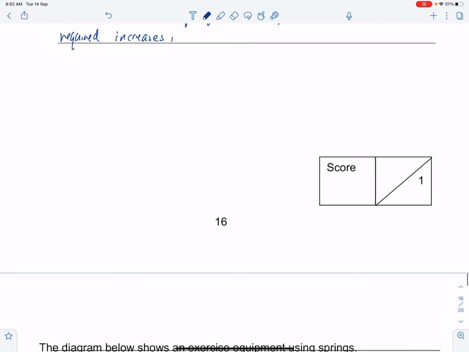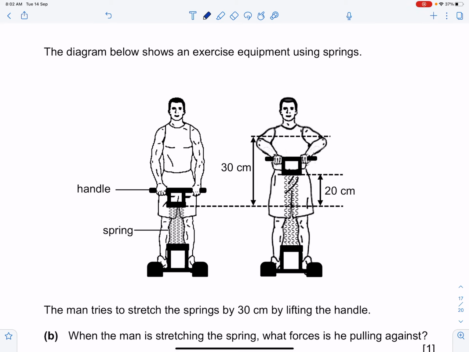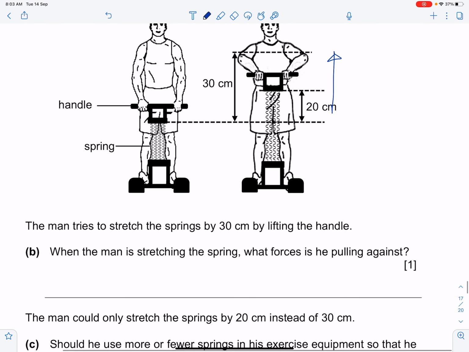Moving on. Now, this one you need to understand. The diagram below shows an exercise equipment using springs. The man tries to stretch the springs by 30 cm by lifting the handle. So he is exerting a force upwards, stretching the spring upwards. Now, when the man is stretching the spring, what forces is he pulling against? This question is already very kind to you in the sense that they hinted it's more than one force. However, I have many students writing only one force. So what are the two forces?